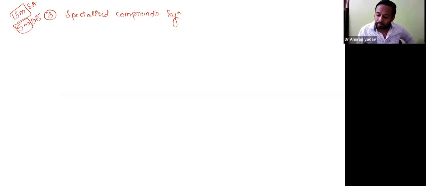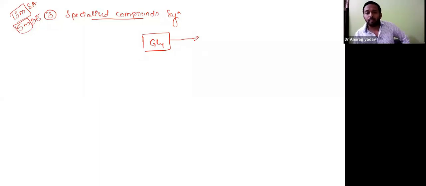Okay, please remember. So when it comes to specialized compound synthesis from the glycine, we have different compounds. To summarize it, if you see glycine, one side we can synthesize important compounds. Okay, important compounds. On other side, there is source. Source can be from diet.